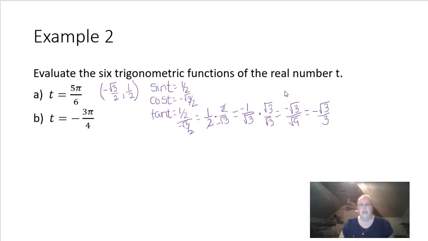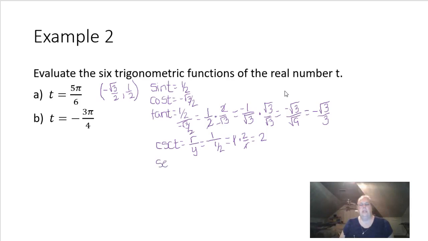All right, the cosecant of t is going to be, let's see, so this was going to be r divided by y. Now remember, r is just 1 because we're on the unit circle. And so y was 1/2, so we have 1 divided by 1/2, which is the same thing as 1 times 2 over 1, which will just give me 2.